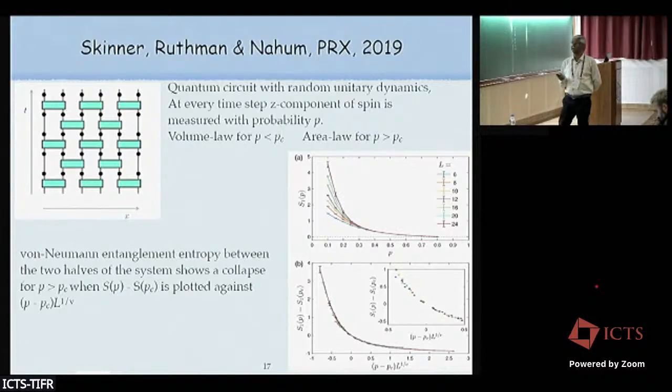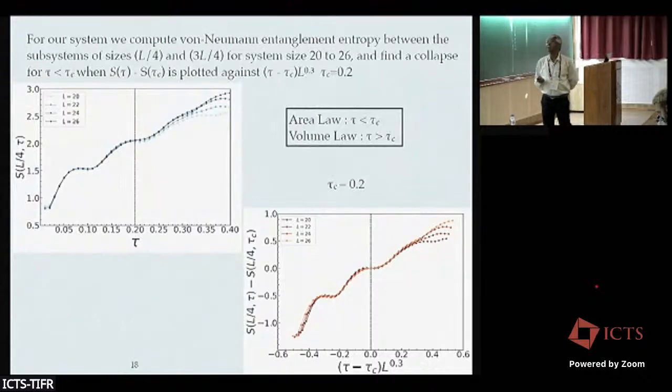So we have followed, quite blindly, this scheme, and we have measured this. For our system, we have computed the von Neumann entanglement entropy between the subsystems of size L by 4 and 3L by 4 for system sizes 20 to 26, and find a collapse for tau less than tau c when this is plotted against this, just as Skinner did. So there is a collapse. And if you do not like the quality of the collapse, we are trying to go to L equal to 28. There are some memory problems, but we are hopeful to get a better collapse when we can include this.